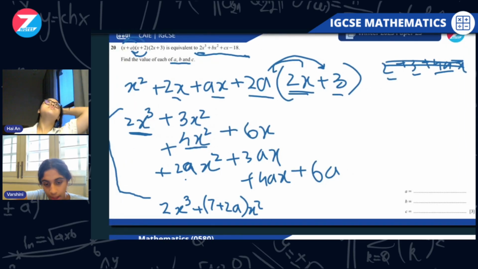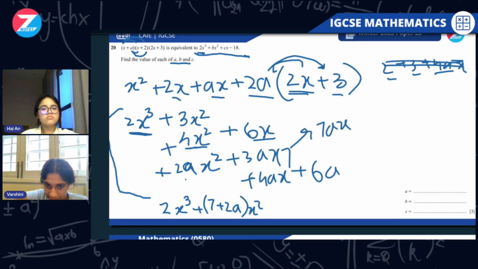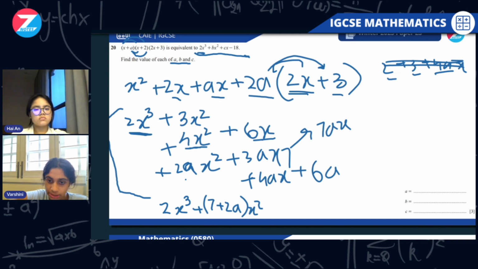Okay, and now let's go for our next term, which is just x. So 6x, 3ax, 4ax. We can see 3ax and 4ax. Let's add them first. 3 plus 4 is 7, so these two would just be 7ax. Now we want to add 7ax to 6x. Again, we can just add the coefficients since the x terms are the same. That would be 6 plus 7a, and the term is x, plus the last term, of course, which is 6a.